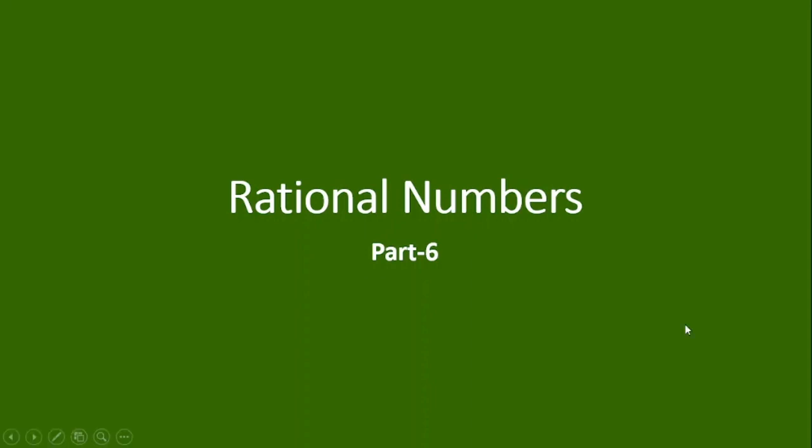So today we are seeing rational numbers part 6. We have already completed parts 1, 2, 3, 4 and 5, in which we have seen what rational numbers are and the properties of rational numbers, that is the properties of closure, commutativity, associativity and distributivity. Today we will see the role of 0 and the role of 1 in rational numbers, and we will also see the reciprocal of rational numbers.